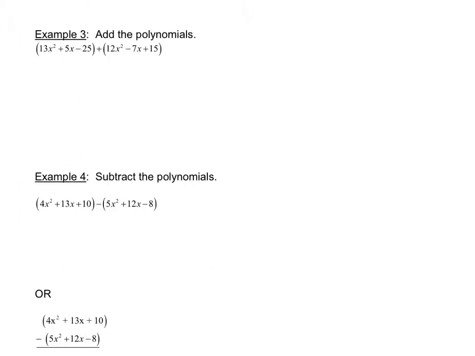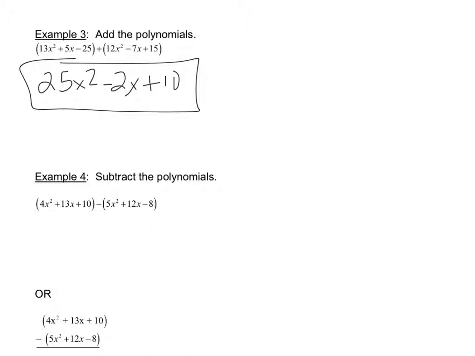Alright, so add the polynomials. It's plus, so we don't have to worry about anything, so everything stays the same. What's 13x squared plus 12x squared? 25x squared. What's 5x plus negative 7x? Negative 2x. Negative 25 plus 15, 10.